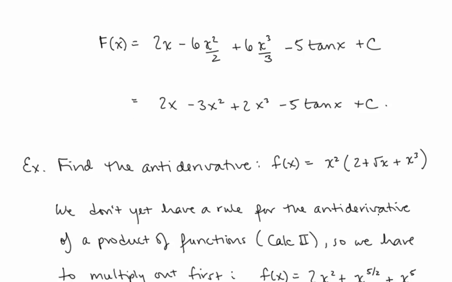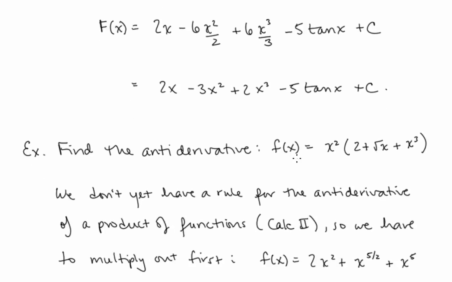Let's take a look at another. Find the antiderivative. F of x equals x squared multiplied by 2 plus radical x plus x to the third. Now, just as with derivatives, we can't just take the derivative of x squared and multiply it by the derivative of 2 plus radical x plus x to the third. We needed to use a product rule. Well, we don't yet have a rule for taking the antiderivative of a product of functions. So the only thing we can do here is first multiply out and then take our antiderivatives.